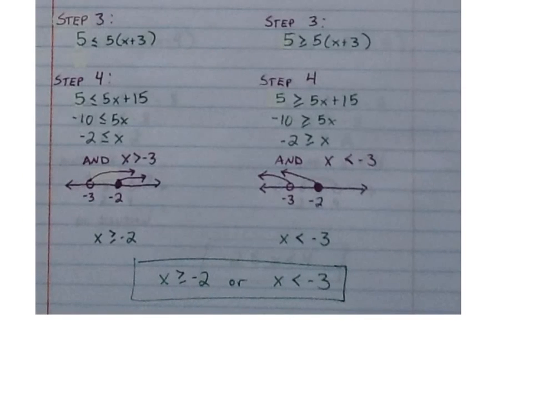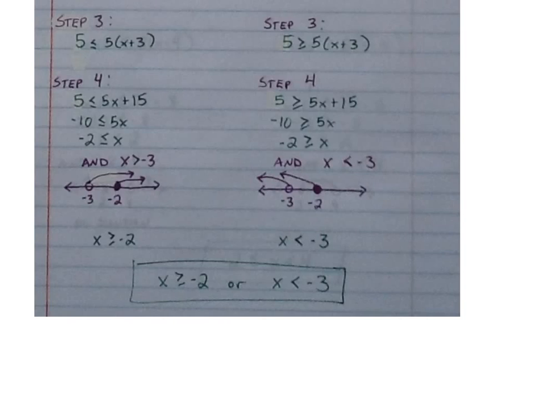Okay, so in the end, we have 5 is less than 5 times x plus 3. We simplify that down, and we wind up getting negative 2 is less than or equal to x. If you wanted to, you could think of that as x is greater than or equal to negative 2. And what I've done is I've graphed that aspect, x is greater than or equal to negative 2.